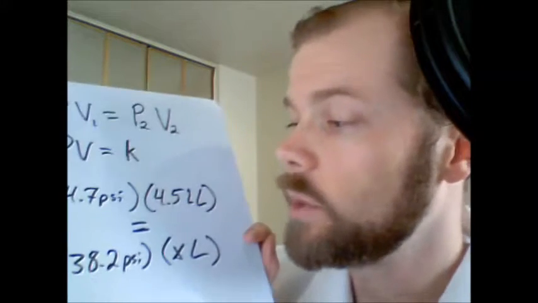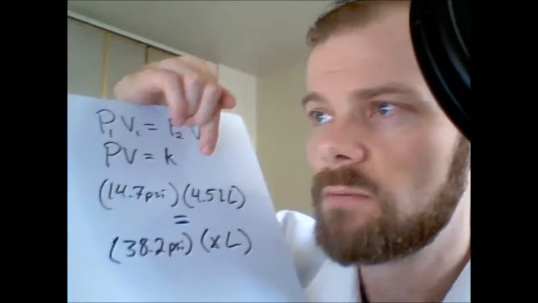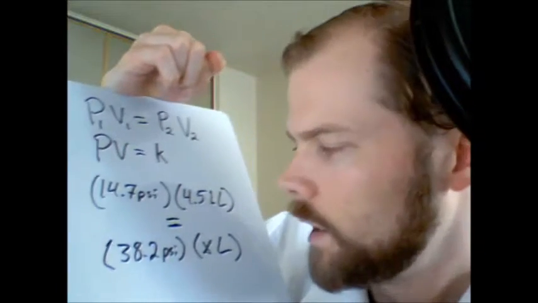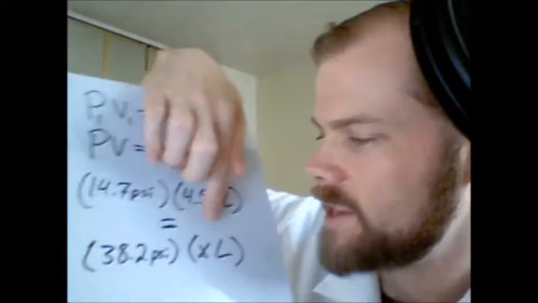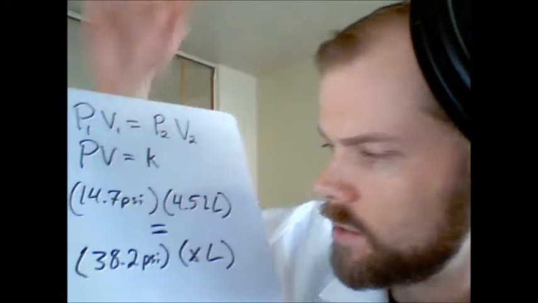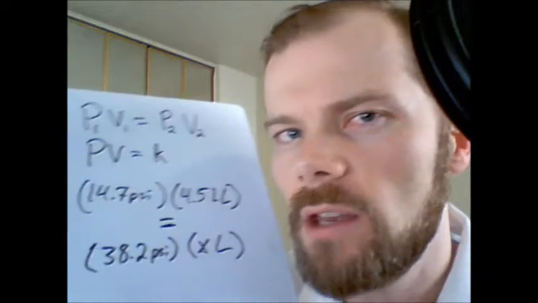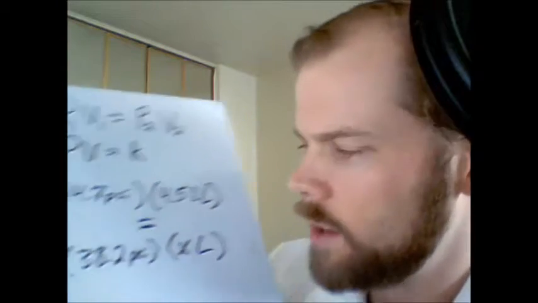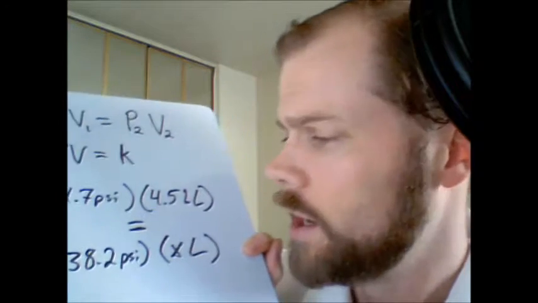So the first thing we do is we notice this can just be multiplied. These two numbers, they're complete. There's no variables here. You just multiply those numbers right across. And then on this side, we've got an x, and we're multiplying it by 38.2. If you've taken algebra, you know that your x has to be isolated. You have to get it by itself.